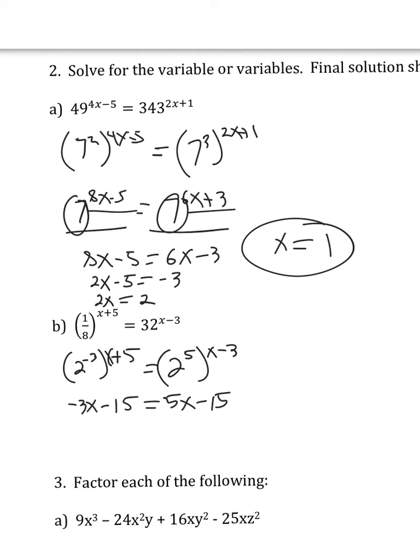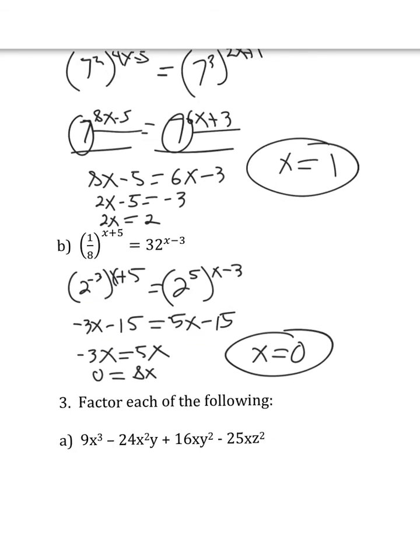Okay, so we're going to add 15 to both sides. We get negative 3x is equal to 5x. Okay, what value of x makes that true? Well, let's add 3x to both sides. We get 0 is equal to 8x, so x has to be equal to 0. That's our solution.